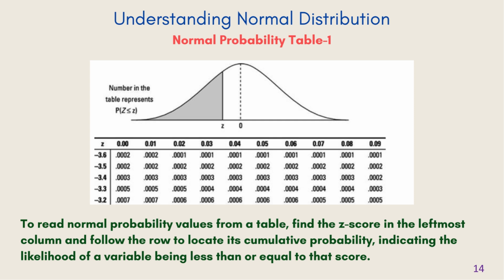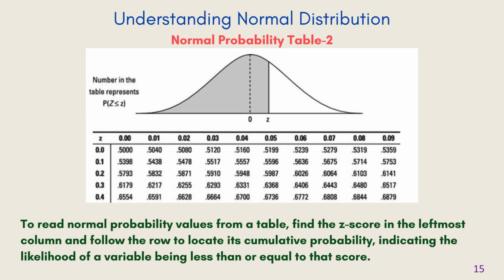In this slide, we focus on how to read values from a normal probability table. By locating the z-score, we can determine the cumulative probability, which indicates the likelihood of a variable being less than or equal to that score. This practical skill is essential for applying normal distribution concepts in real-world scenarios.